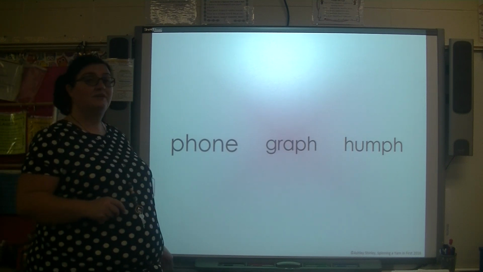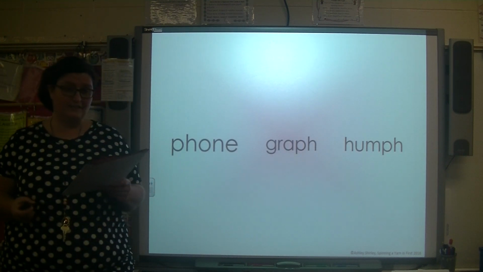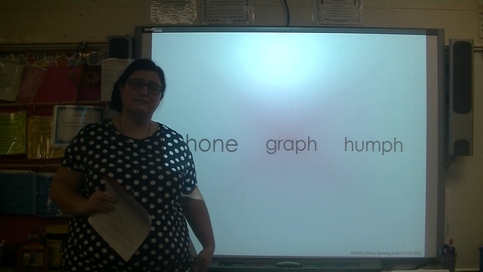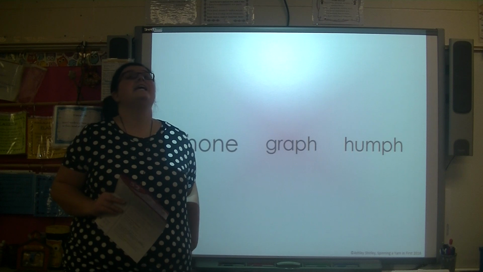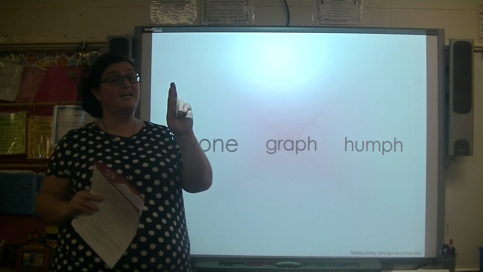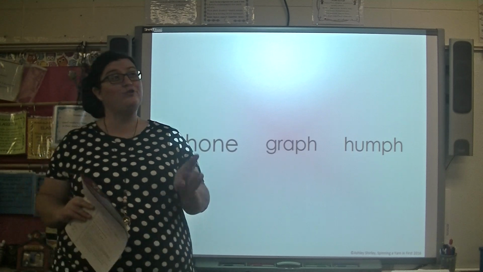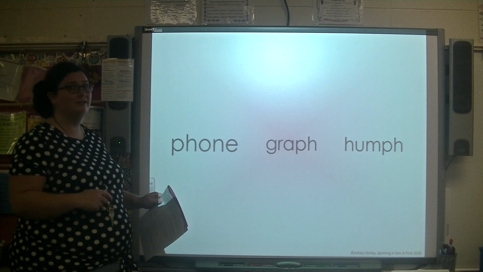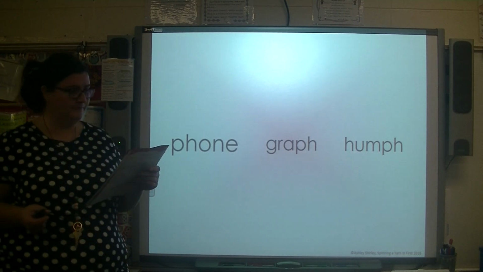P-H. P-H is making the sound. What do you think P-H is? It is a digraph. Remember, we have two letters that come together and make one new sound. We're hearing one sound, and it is a totally different sound, right?